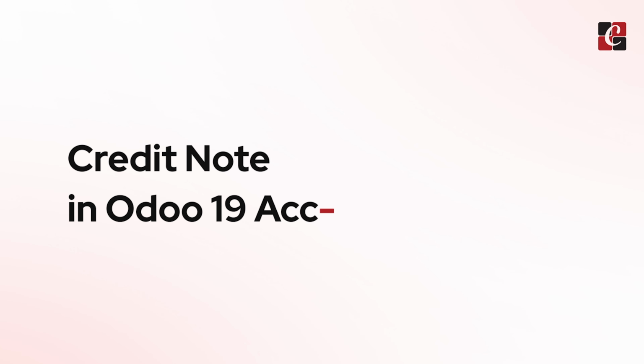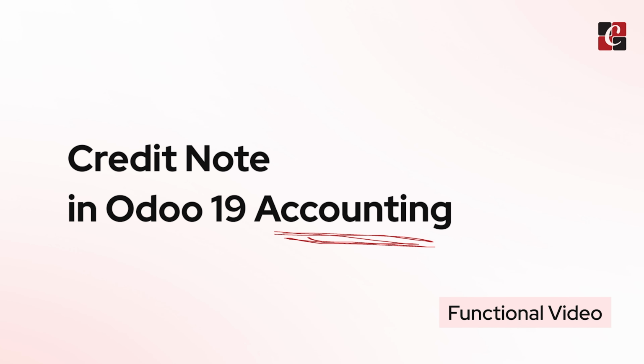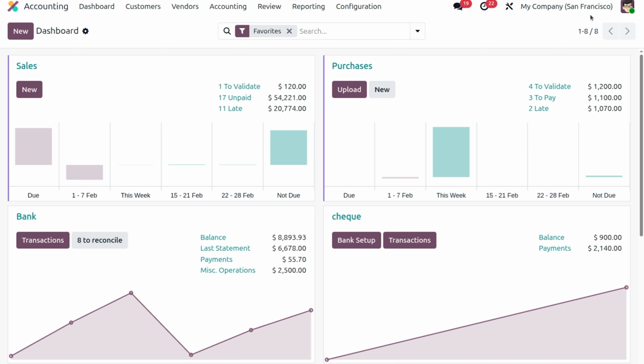Everyone, welcome back. In this video, we will understand the credit note in the Odoo 19 accounting module. A credit note is used when a customer returns any product to you, or you gave a discount after giving the invoice, and you need to reduce or cancel an invoice very easily. In these three scenarios, you can use a credit note inside the Odoo 19 accounting module.